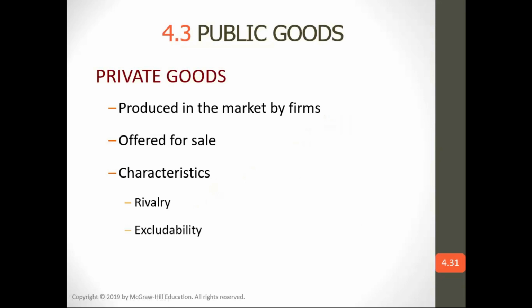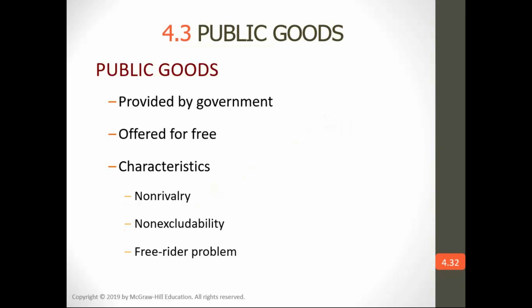So private goods are rival and excludable. The problem with private goods is they could be underproduced or overproduced for a lot of reasons. And public goods can be overproduced or underproduced. For public goods, we can use subsidies to increase production to the efficient level.